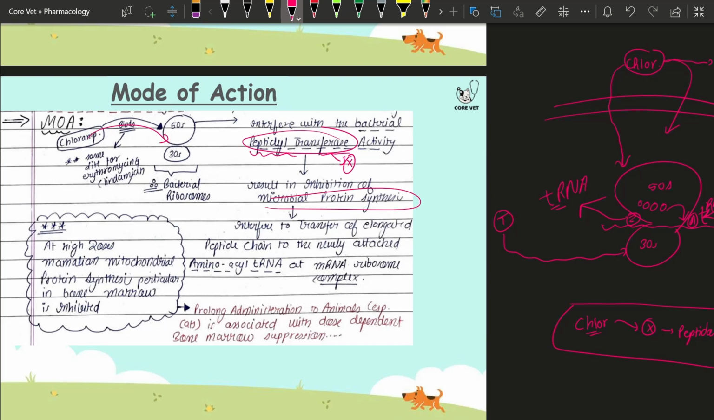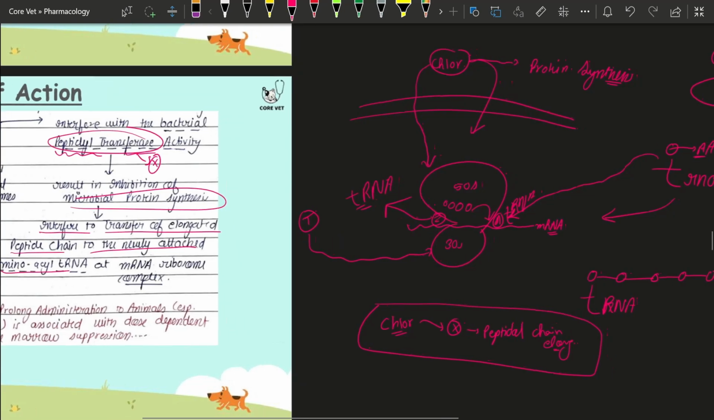Due to what? The interference in the transfer of the elongated peptide chain to the newly attached amino acid tRNA. I had told you that one tRNA will come with one amino acid, then it will terminate from this particular complex, then another will come. This particular chain at the exit site will attach to the new amino acid that will be brought by the new tRNA at the receptor region, right?